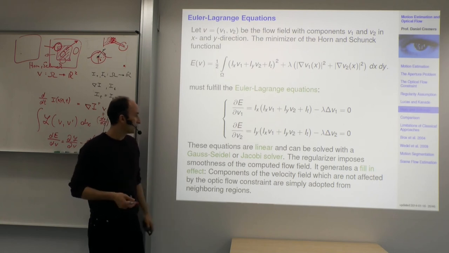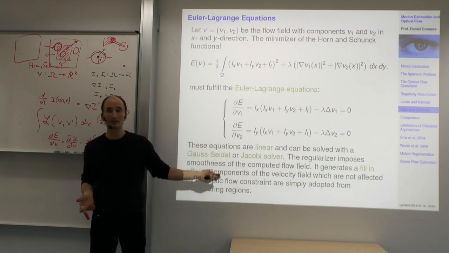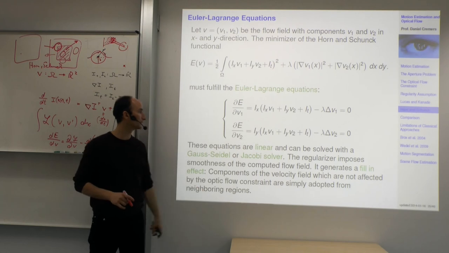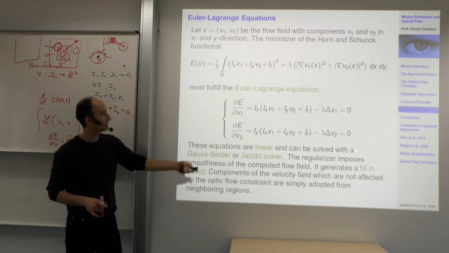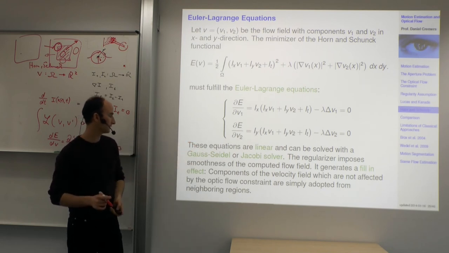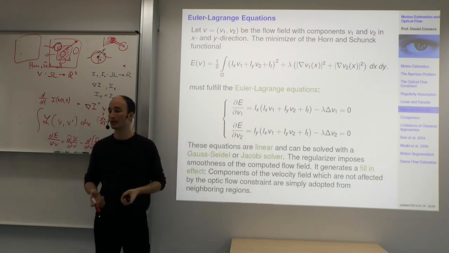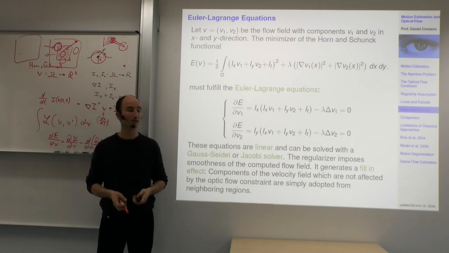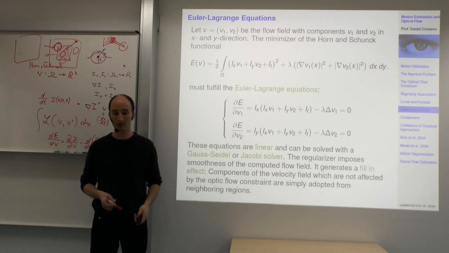And so there are many ways to solve it. One is the Gauss-Seidel method. It's a linear equation system, right? So you can apply the Gauss-Seidel or the Jacobi solver. And as I said, this second term here leads to this fill-in effect. And you could also do a gradient descent to compute it, and that would give you a diffusion process. This second component being the diffusion component.